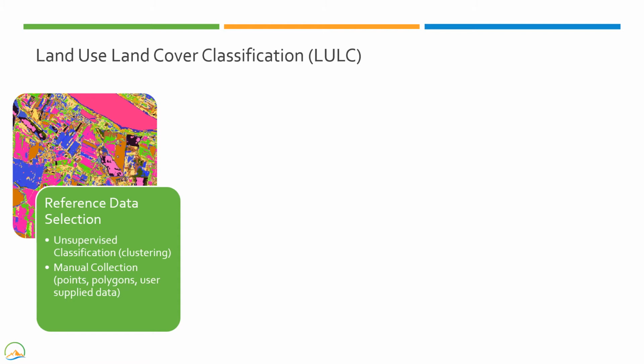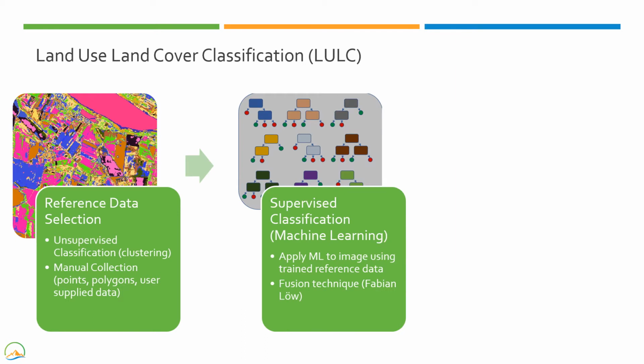An alternative is to perform manual reference data collection by inspecting the image and selecting points or polygons that represent your desired classes. Manual collection is all done through an interactive geometry tool in Earth Engine. To perform a supervised classification, the next step is to apply one of the machine learning algorithms built into Earth Engine using that reference data.